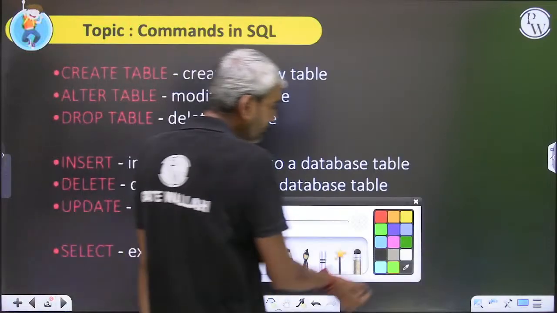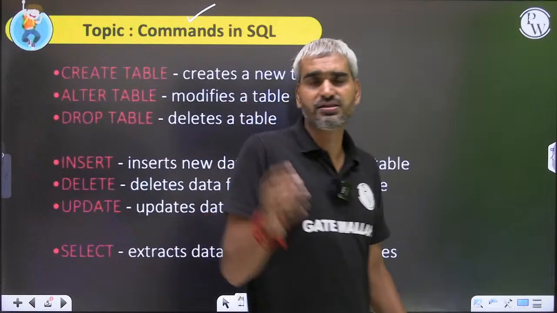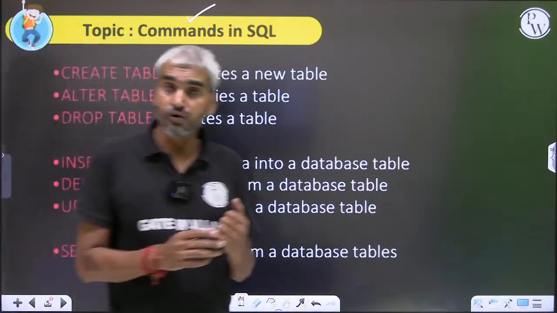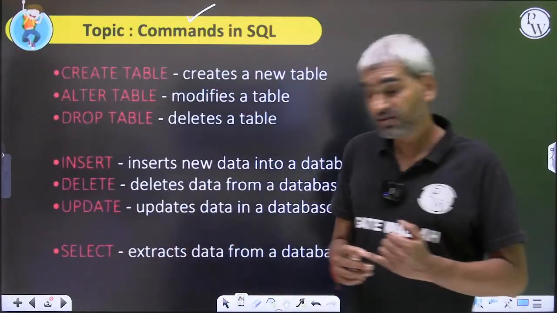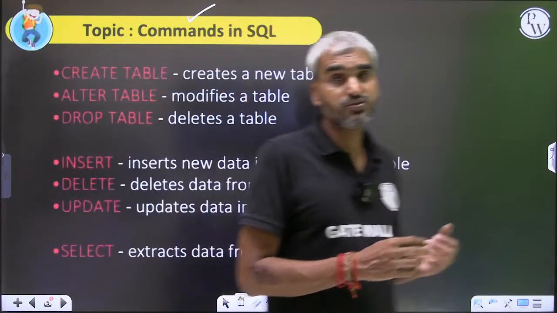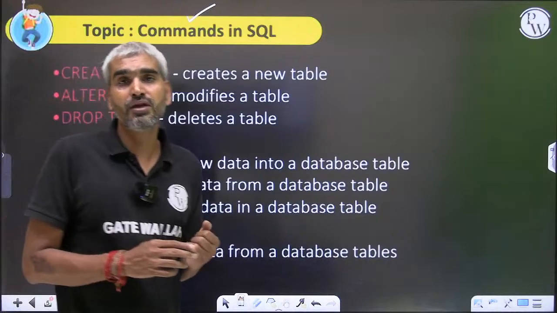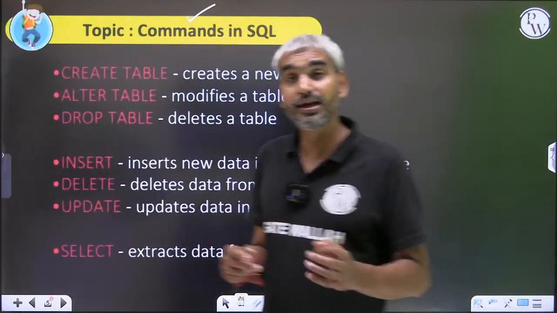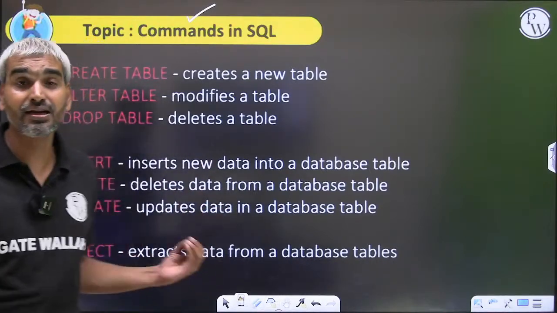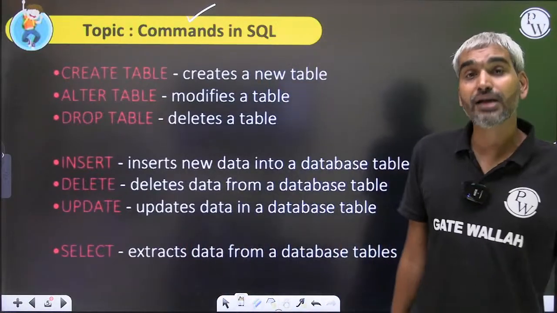What are the different commands in SQL? Basically, we classify the commands in five categories. There are some commands which fall under data definition language. Some commands fall under the category data manipulation language. Some fall under the category data control language. Some commands fall under the category transaction control language, and some of the commands fall under the category data query language. From the GATE point of view, the most important command is the select command, which falls under the category data query language, which is used to query the database.